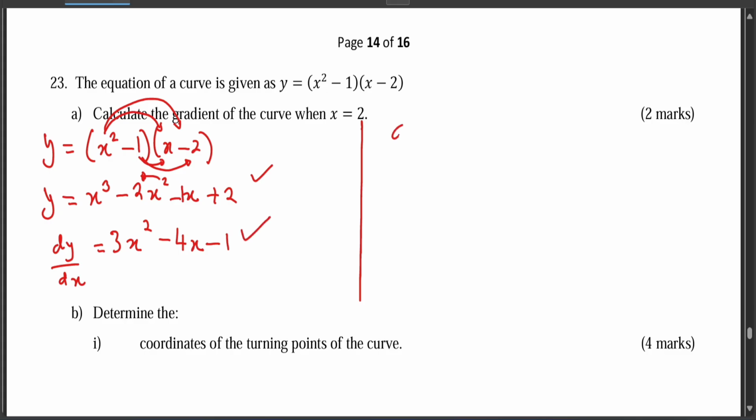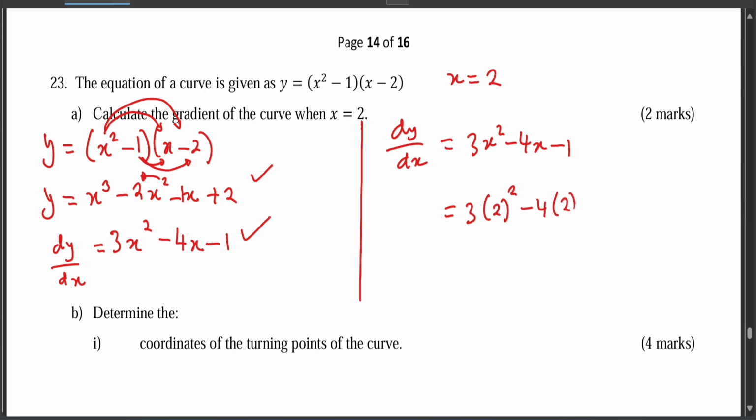Now let's find dy/dx. So when x is equal to 2, what is our gradient function? So 3 times 2 squared minus 4 times 2 minus 1. So 2 squared is 4, 3 times 4 is 12, minus 4 times 2 is minus 8, minus 1, your end result gives you how much? It gives you 3. So your answer is 3.